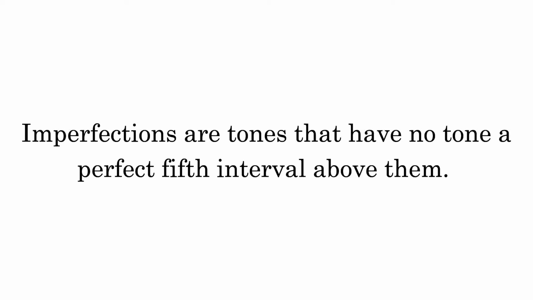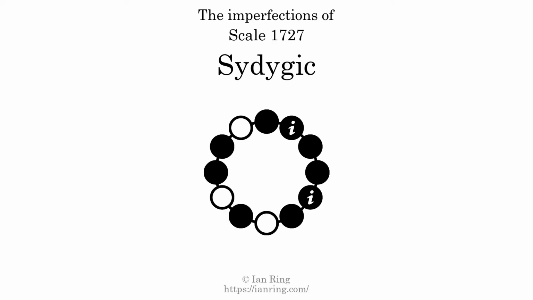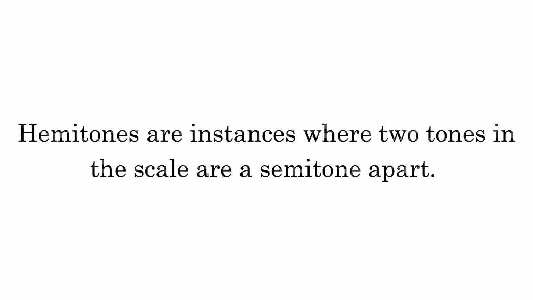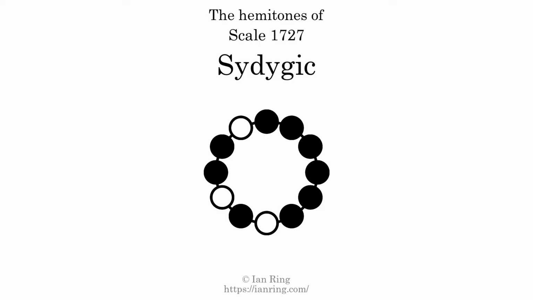Imperfections are tones that have no tone a perfect fifth interval above them. This scale has 2 imperfections. They are at positions here, and here. Hemitones are instances where two tones in the scale are a semitone apart. This scale has 6 hemitones. They are at positions here, here, here, here, here, and here.